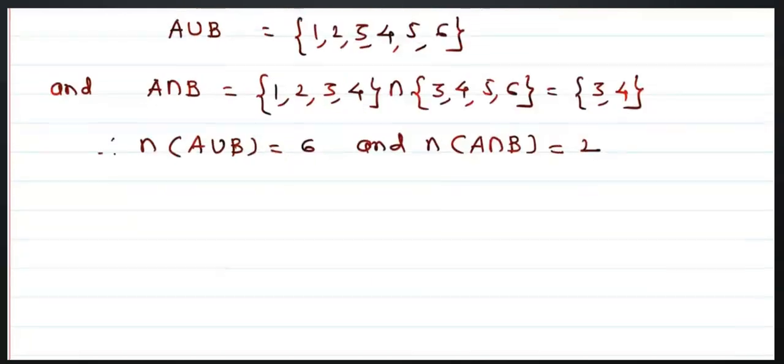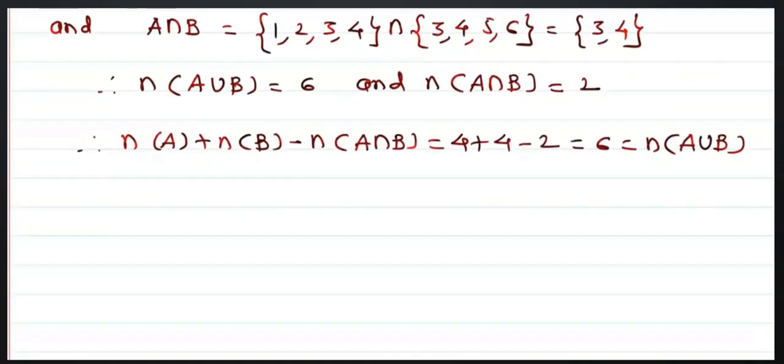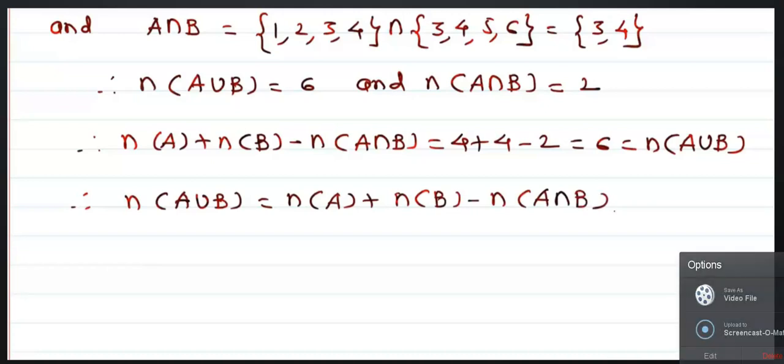A intersection B has the common elements 3, 4, so N of A intersection B is 2. N of A plus N of B minus N of A intersection B is equal to 4 plus 4 minus 2, which is equal to 6. That is equal to N of A union B. Therefore, N of A union B is equal to N of A plus N of B minus N of A intersection B.